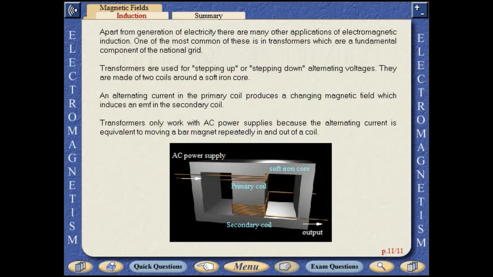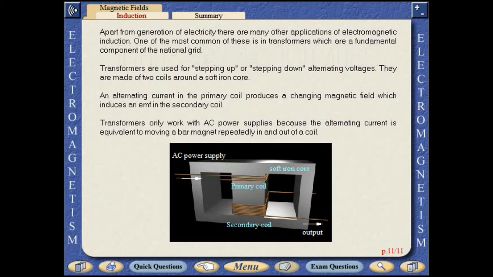Apart from generation of electricity, there are many other applications of electromagnetic induction. One of the most common of these is in transformers, which are a fundamental component of the national grid. Transformers are used for stepping up or stepping down alternating voltages. They are made of two coils around a soft iron core. An alternating current in the primary coil produces a changing magnetic field, which induces an EMF in the secondary coil.